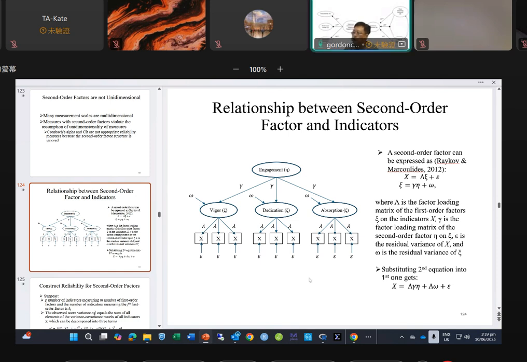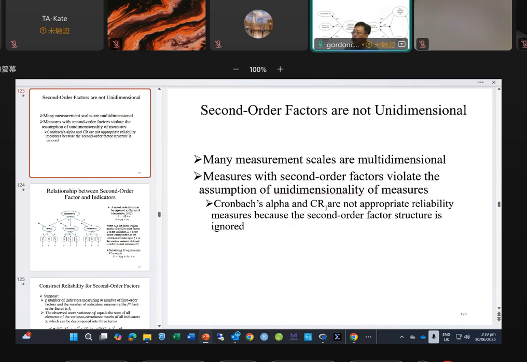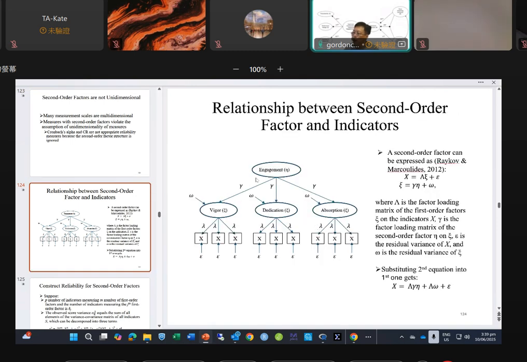Cronbach's alpha has an assumption of unidimensionality. Do you know how Cronbach's alpha will be calculated? How do we calculate the Cronbach's alpha for engagement? It ignores the second order structure. It just assumes that engagement is measured by 9 items. So it totally ignores the second order structure.